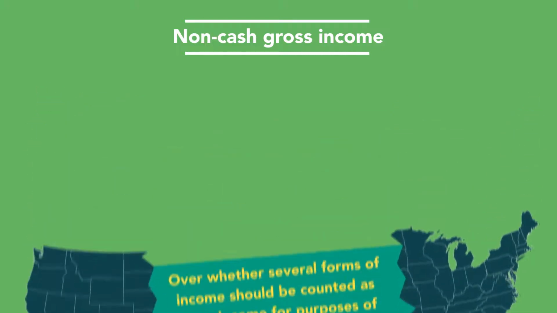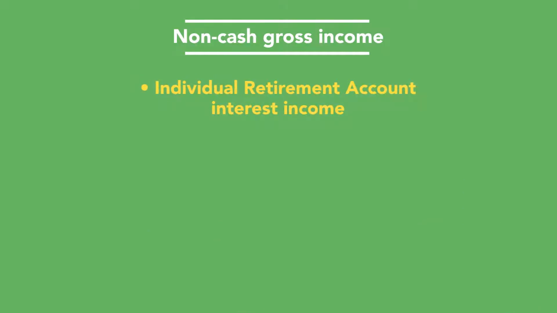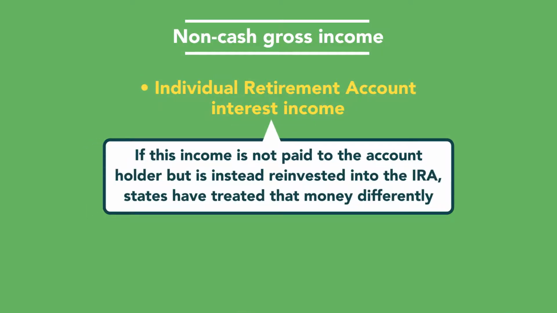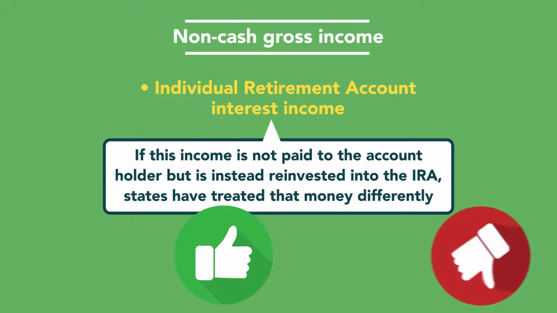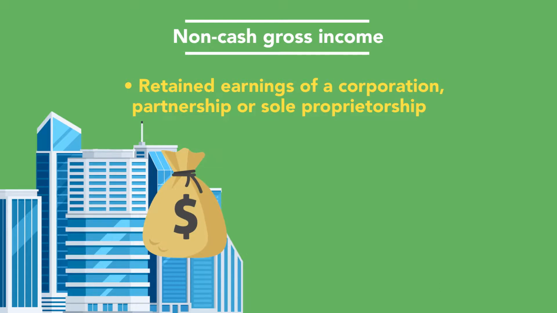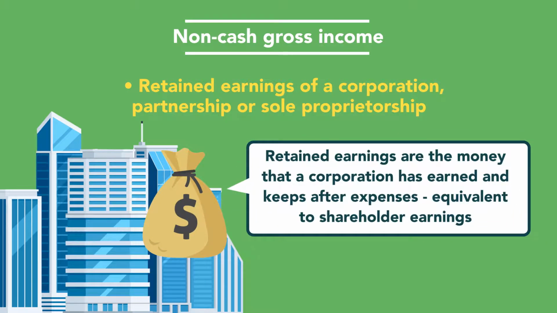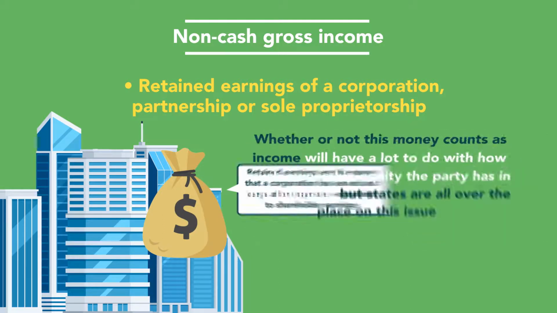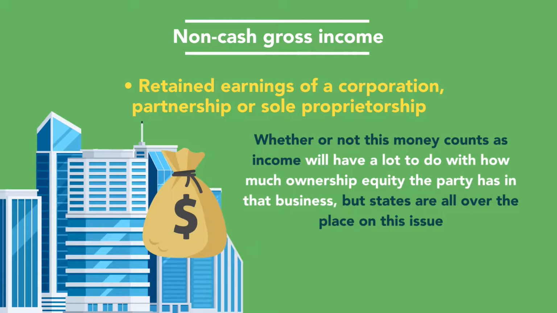These include individual retirement account interest income. If this income is not paid to the account holder, but is instead reinvested into the IRA, states have treated that money differently. Several states have held that it is to be included in gross income, while others have not. Retained earnings of a corporation, partnership, or sole proprietorship. Retained earnings are the money that a corporation has earned and keeps after expenses, equivalent to shareholder earnings. Whether or not this money counts as income will have a lot to do with how much ownership equity the party has in that business, but states are all over the place on this issue.